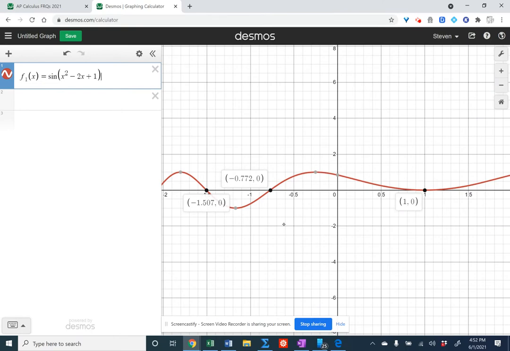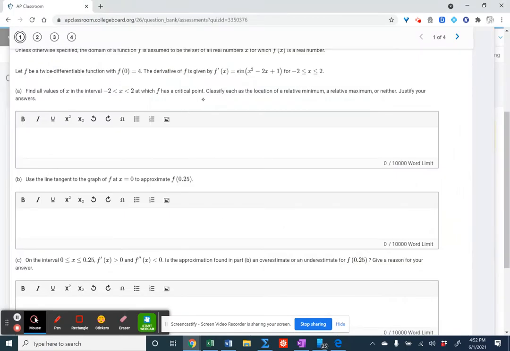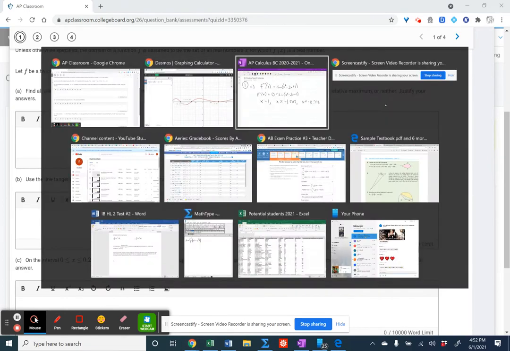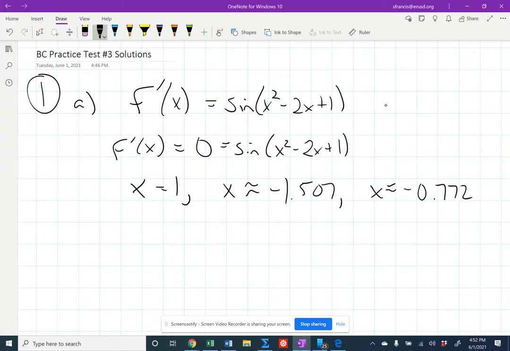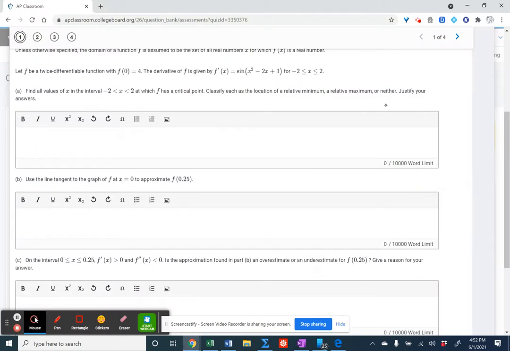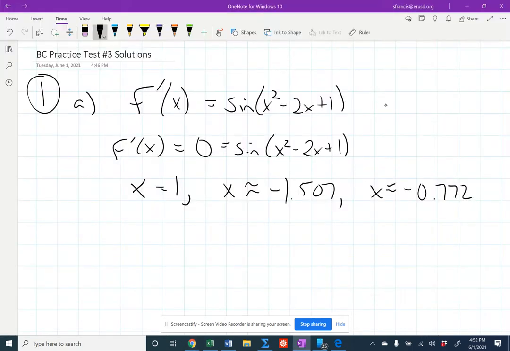Now, the second part of the question is, we have to classify each of these as a relative min, relative max, or neither. Now, of course, as it says, we have to justify our answers. If we don't tell them why we think this, then we're not going to get full credit here. So I'm going to go back and read the phrase. Each is the location. Okay, so let's go here.